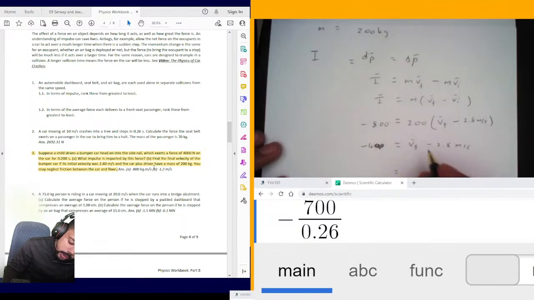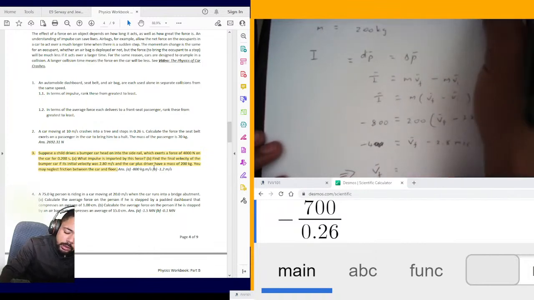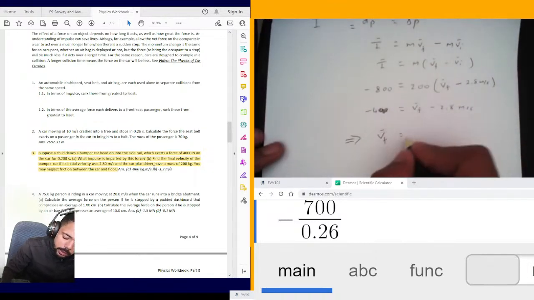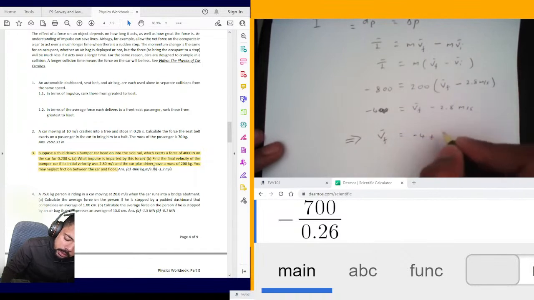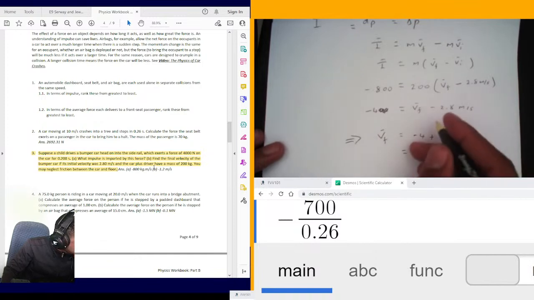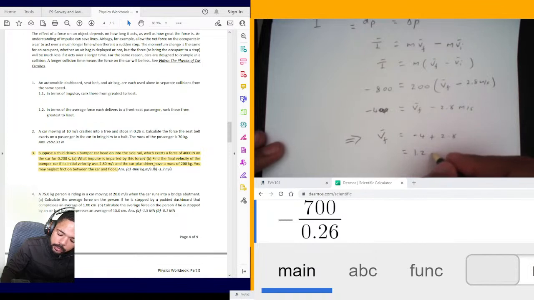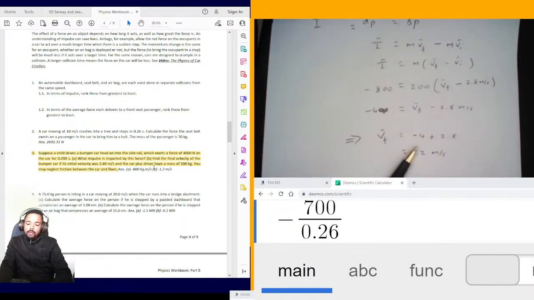Negative 2.8, if we take it over, it becomes positive. Therefore the velocity final is equal to negative 4 plus 2.8, which is equal to negative 1.2 meters per second. Now according to this, the final velocity is negative, and that is okay.